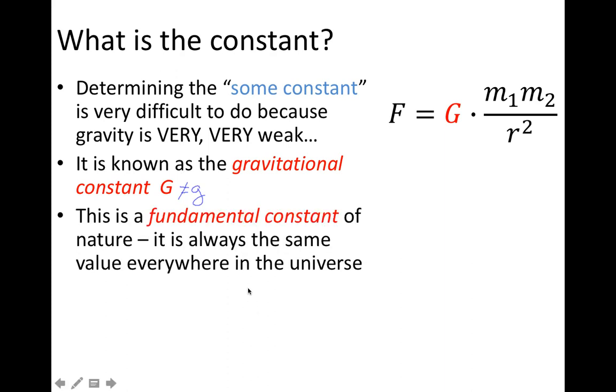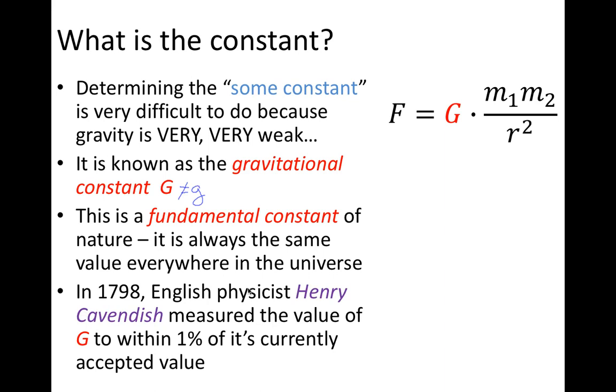Big G, the gravitational constant, is a fundamental constant of nature. It's the same everywhere in the universe, whereas little g, gravitational acceleration, depends on the location. It's different on the moon than it is on the Earth.